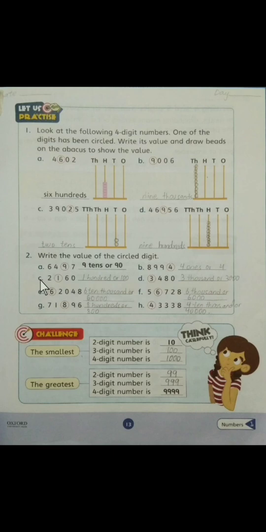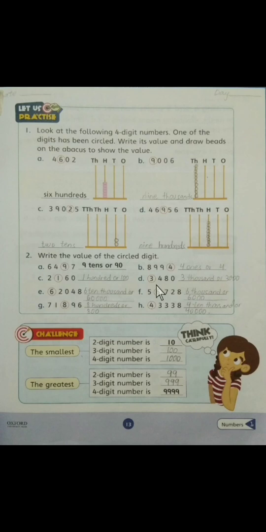Now look at C. Here we have number 2160. We have to write down the place value of 1. First we will see how we named it. We named it 2160. The place value of 1 is 100, or we write it like 100.